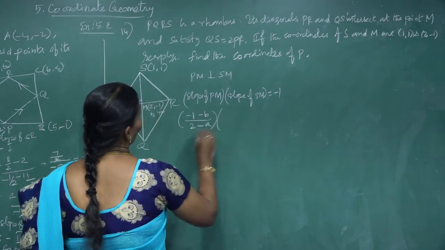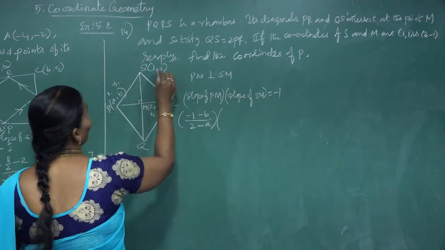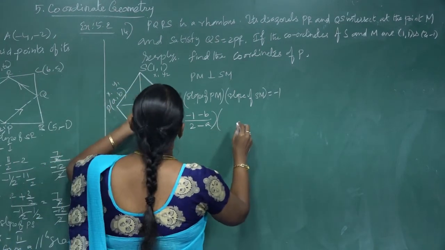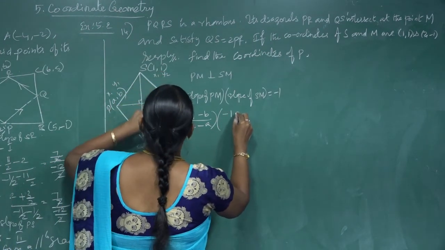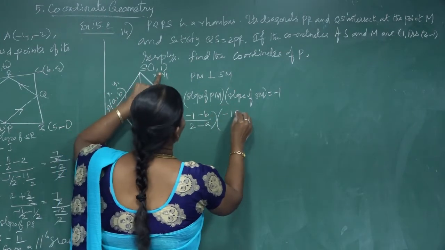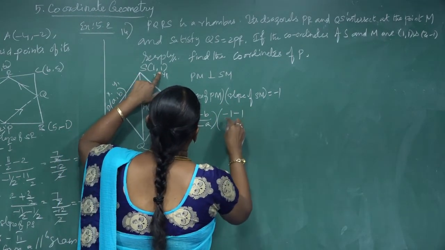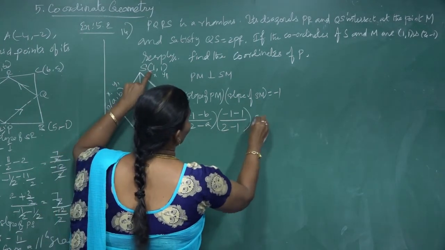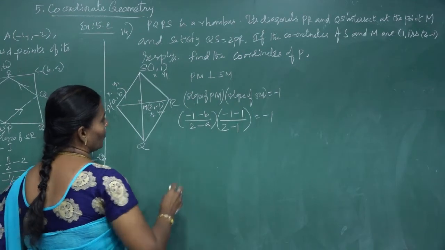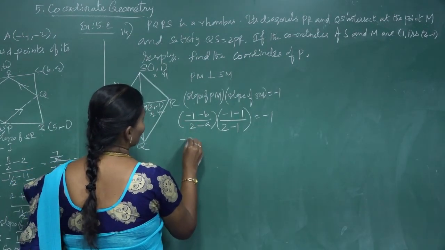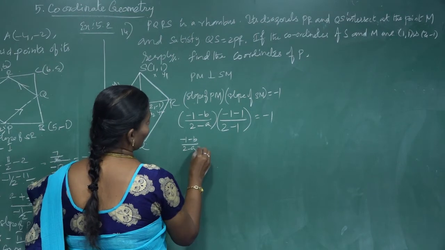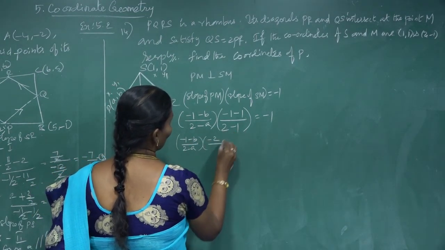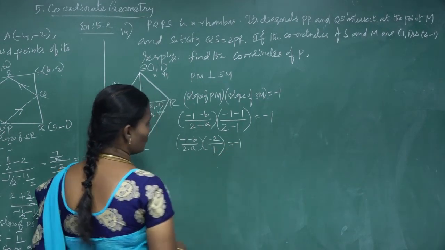Now the slope of SM. Here S is x1, y1. M is x2, y2. So y2 is minus 1, the y1 is 1, so minus 2, by x2 is 2 minus 1, that is 1. This is equal to minus 1. Now, (minus 1 minus b) by (2 minus a), multiplied by minus 2 by 1, is equal to minus 1.